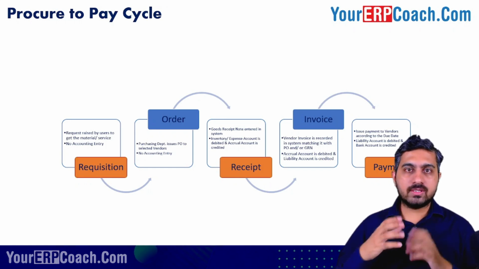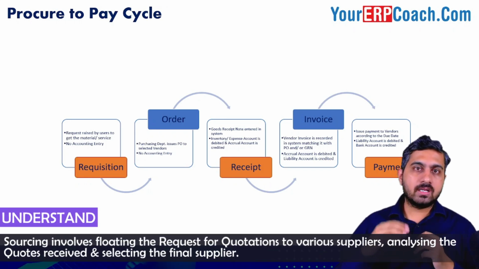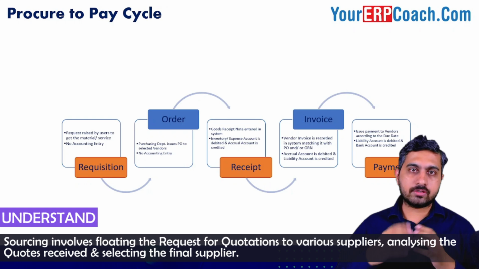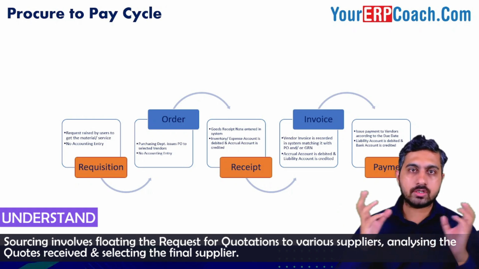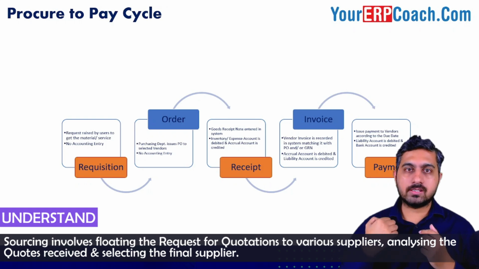Some of the times these suppliers can be scouted through the sourcing process, which also means that the organization's purchasing teams will float the RFQs or requests for quotations, demand multiple quotations from multiple suppliers, compare those quotations and then decide one final supplier. However, that's not always going to be the process.